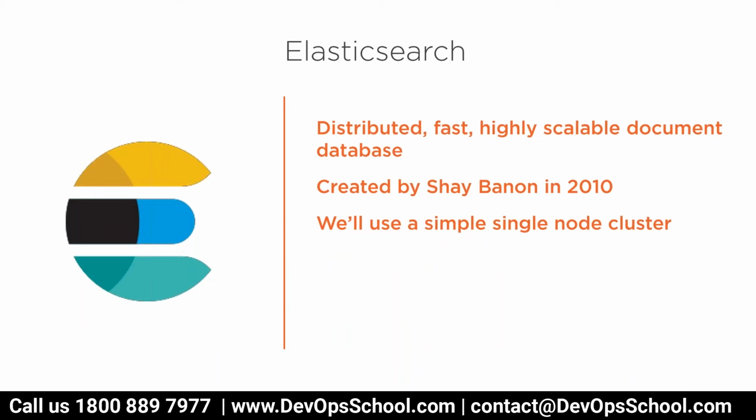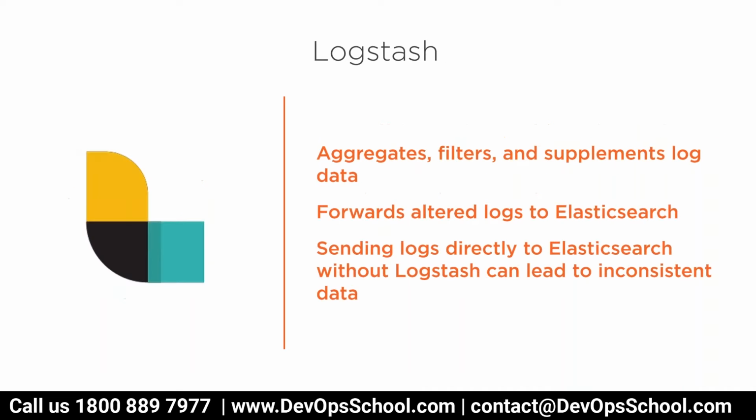So at a high level, Elasticsearch is a distributed, fast, highly scalable document database. Now, database means, do not consider this as a MySQL or Postgres database. We call it an index in Elasticsearch, where we can store a lot of documents for searches. This was created by Shay Banon in 2010, and today we'll use it as a single node cluster. Logstash is basically aggregation, filtering, and supplementing of the log data.